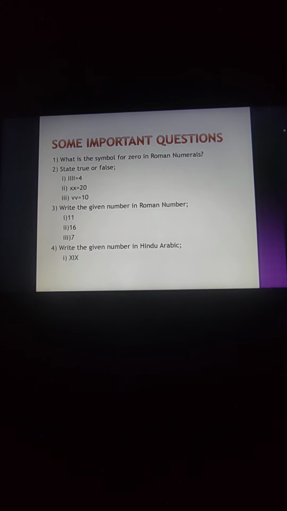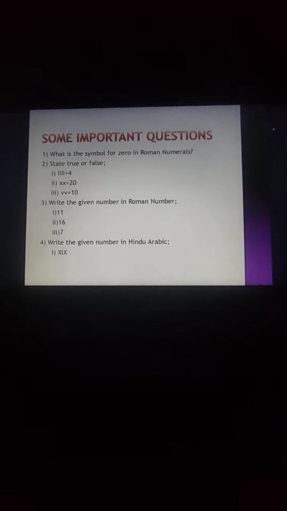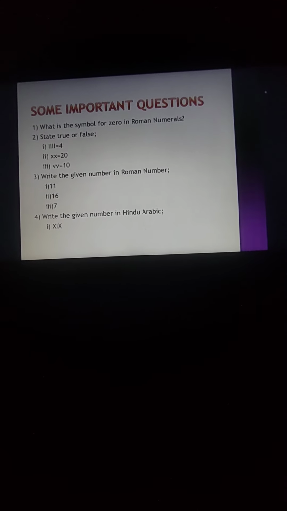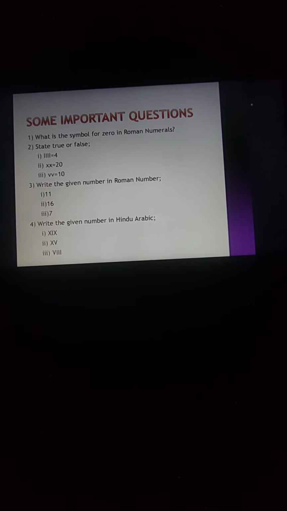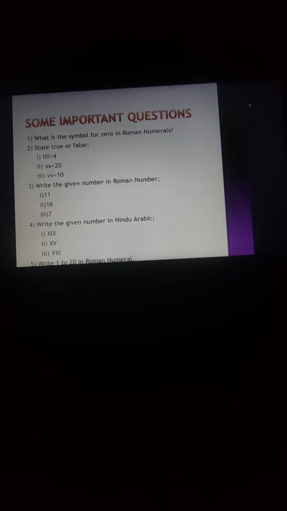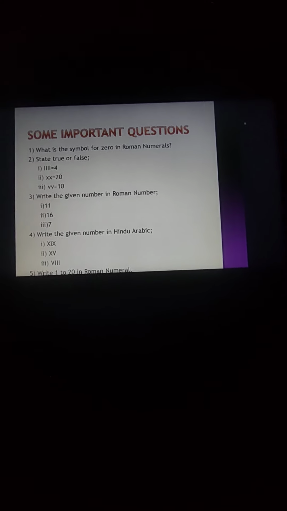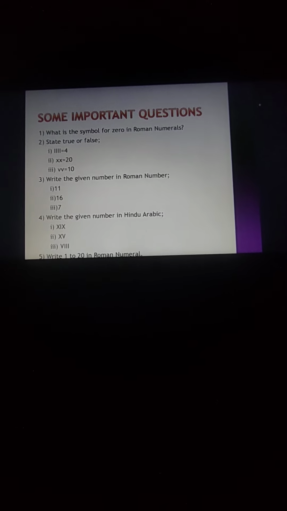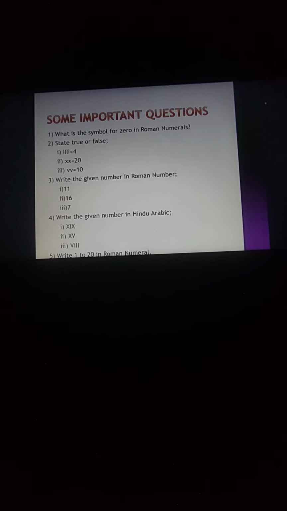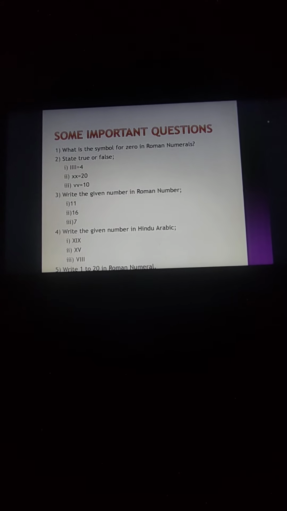So for 19, what do we write? We write XIX. In the same way, some more questions are there which you have to do. Now see the fifth question. Write 1 to 20 in Roman numeral. In this, in one column you have to write the Hindu Arabic of 1 to 20 and in the second column you have to write their Roman numeral.